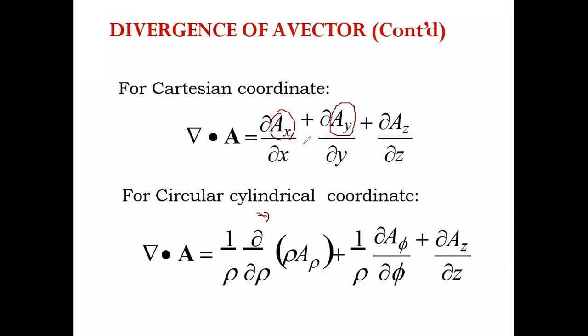Yes, sir. Similarly, for the rho component, it is multiplied with rho. Again, you need to be very careful here. Rho times A rho is differentiated with respect to rho and multiplied by 1 by rho. You take the partial derivative of this and multiply with 1 by rho. Again, you take the partial derivative of this and multiply it with 1 by rho, and this is of course del Az by del z. This is for the cylindrical. You need to remember this. Time and again I am saying, because questions will be from here.